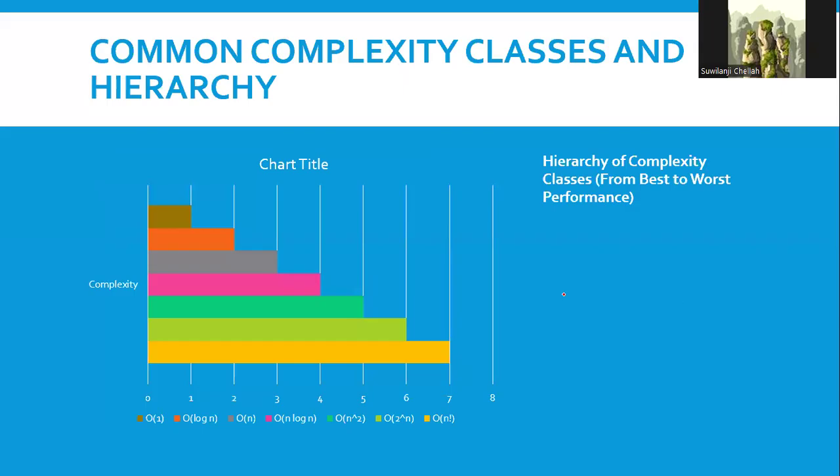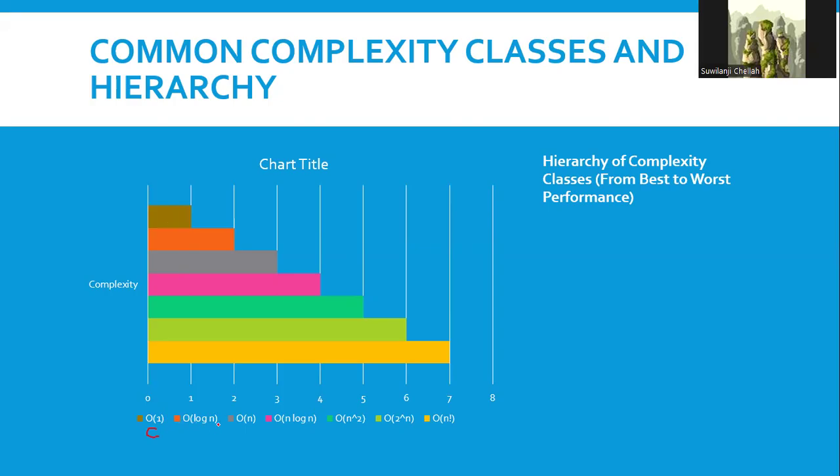So here is a little bit of a hierarchy of complexity classes, starting from the lowest to the highest here. So here we have big O of 1, which is our constant, usually denoted as C, and we see that it has the lowest execution time, let's just say, right? Of all of them here, this big O of 1 is the lowest execution time.